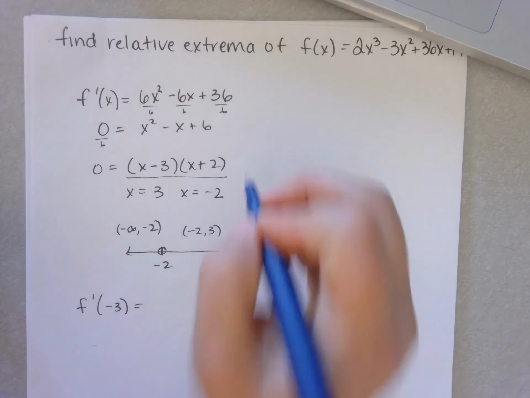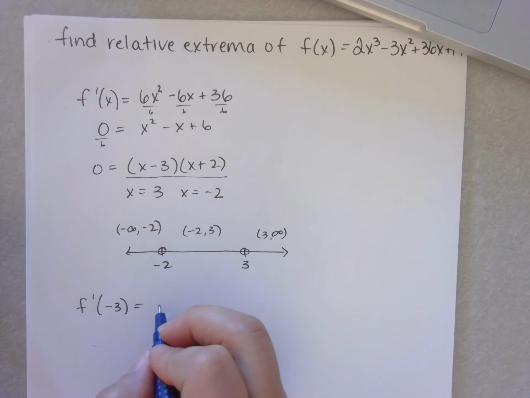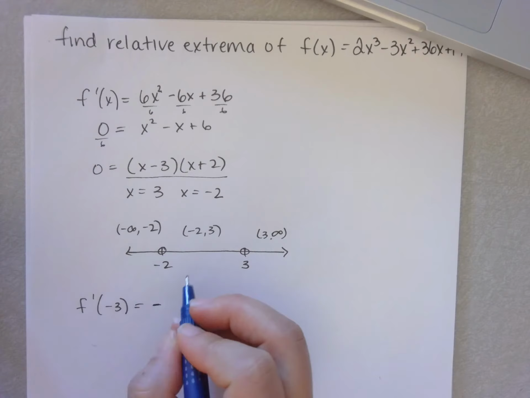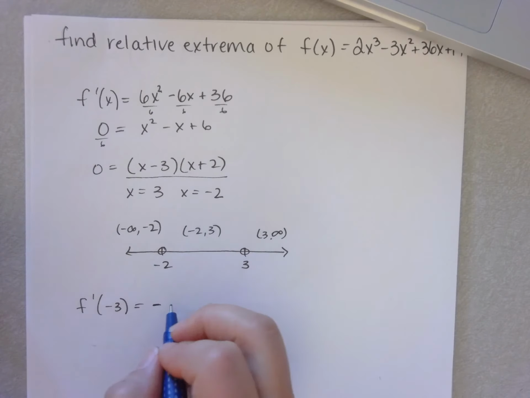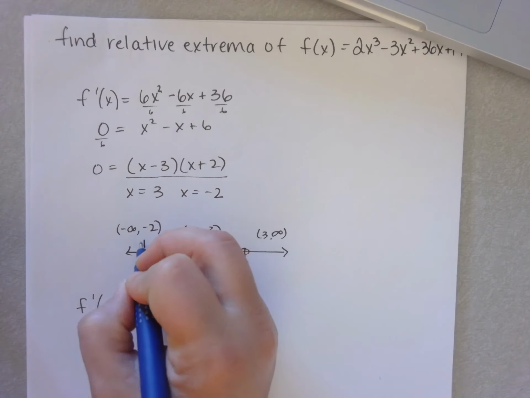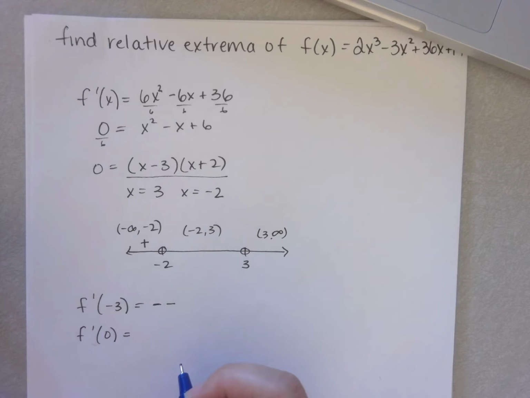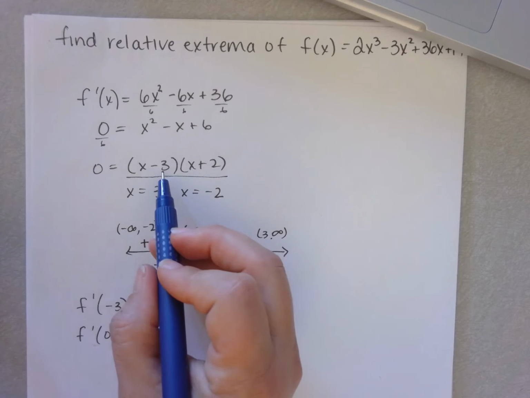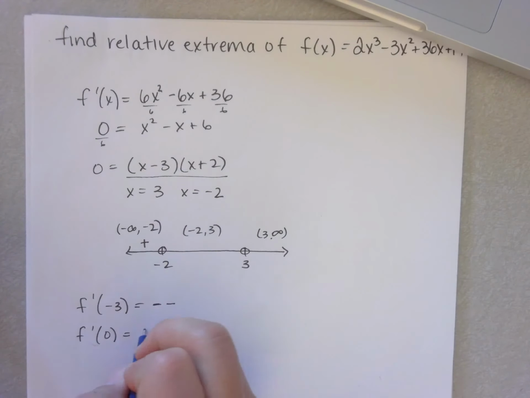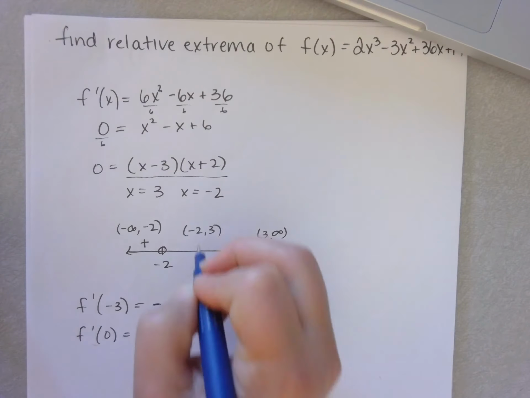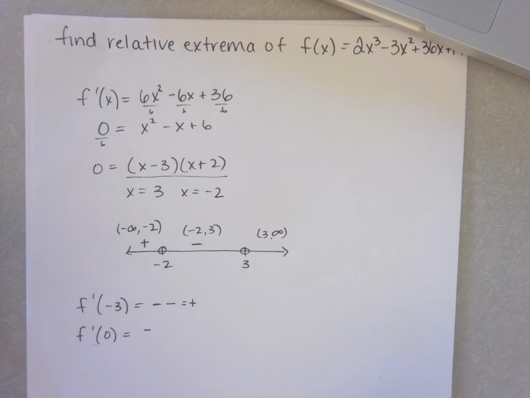I'm going to plug it into my nice factored version because I really only care about the sign of my derivative. If I plug in -3, -3 minus 3 is negative, and -3 plus 2 is also negative, and so I get a positive result there. That means my graph of f is increasing there. Now I'm going to pick a number between -2 and 3. I like 0, and I get -3 times +2, which is negative. So I get a negative value in here.